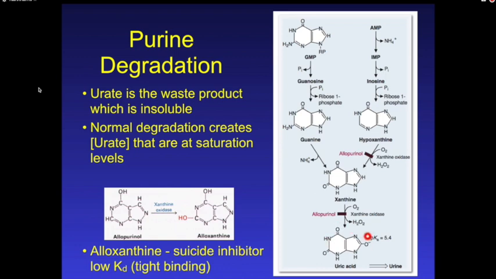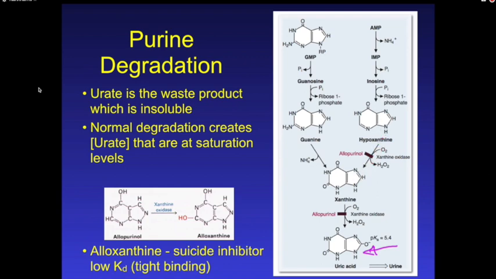Now here's the problem. This particular structure is very insoluble. All right, and so if we have a lot of degradation going down coming from both pathways, we create this, and because it's insoluble, it will start to crystallize out. Now, what we're going to do to treat the disease that is caused by the crystal structures of this particular molecule, we're going to inhibit xanthine oxidase, which is common in this conversion, but if you actually look up here, xanthine oxidase also does this particular conversion from AMP.